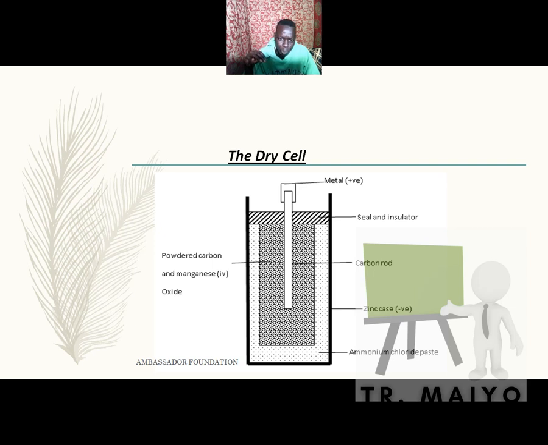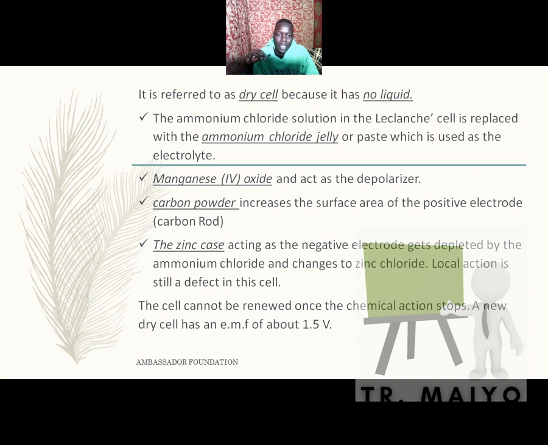It has a metal case, seal, insulator, carbon rod, zinc case. The zinc case acts as the negative terminal. Ammonium chloride paste or jelly acts as the electrolyte. We also have the carbon and manganese oxide. The same role these substances and parts were performing in the Leclanche cell, they would still continue with. So I've just displayed it for you. You just pause the video and read it, though we have explained.